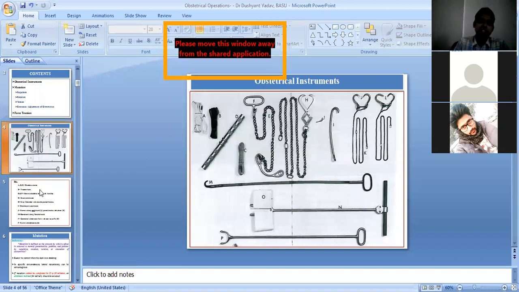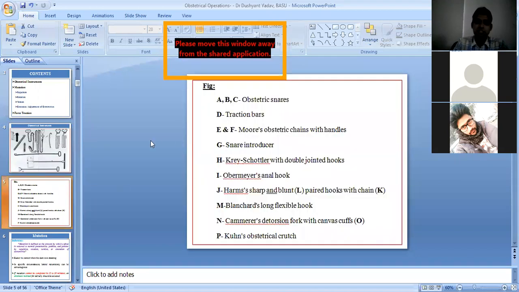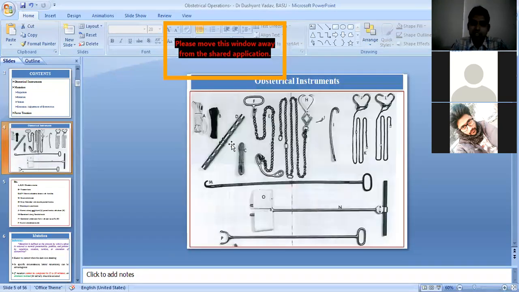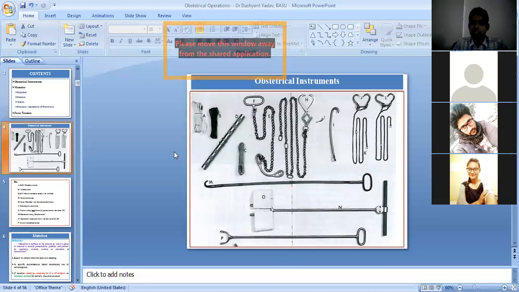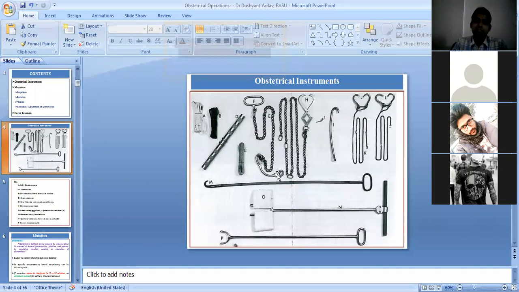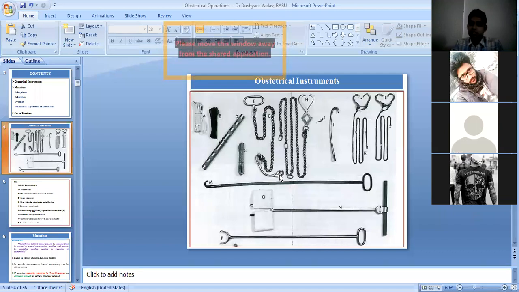If G is not there, then no problem. I have not mentioned snare. G is not there. I think G is there. Yes, G is there, written in the middle. G change, I just moved it down. Snare introducer. You see, there is G. Okay. I will discuss later on. Okay, no problem.